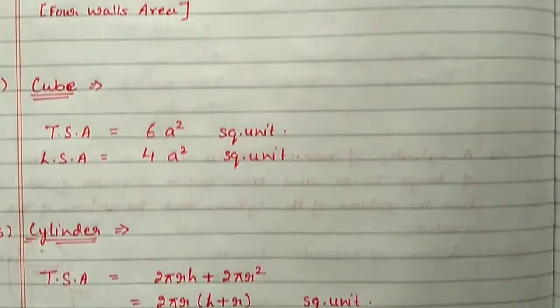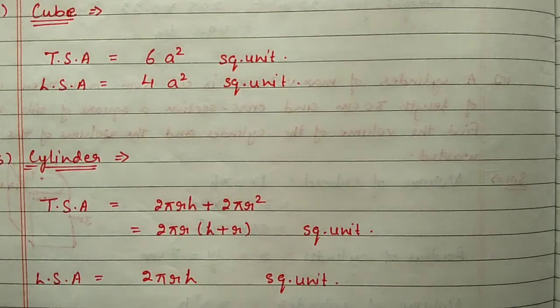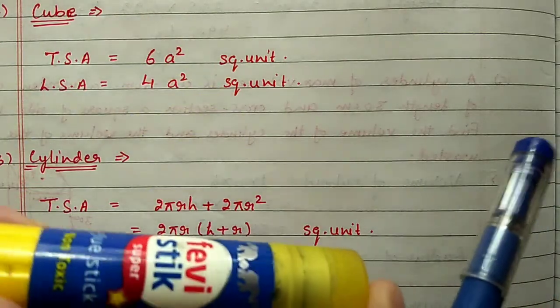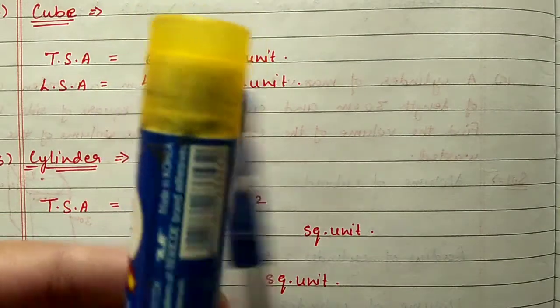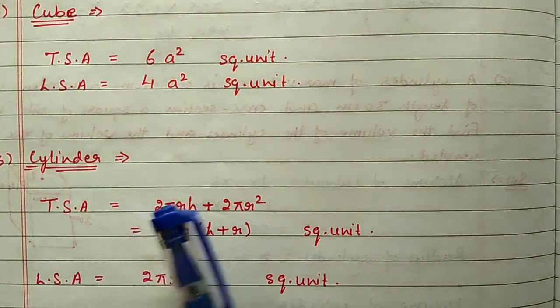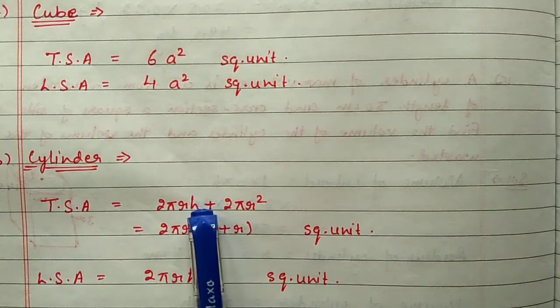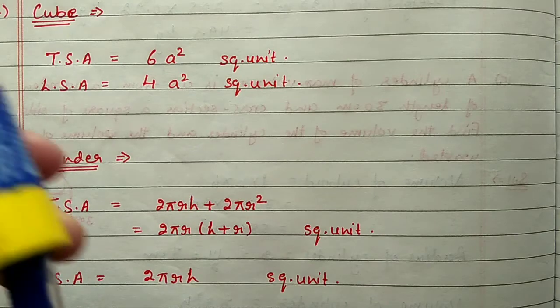And the third solid we have is the cylinder. Cylinder is in the shape of like this Fevistick, and when we are counting total surface area, we have to take this curved area along with the top and bottom area. So the curved area formula is 2 pi r h. 2 pi r is the circumference, here this one.